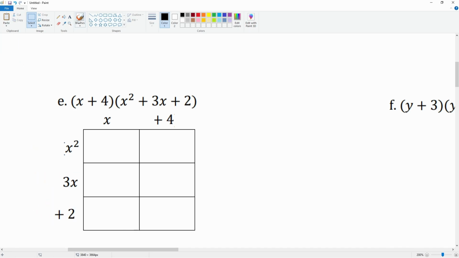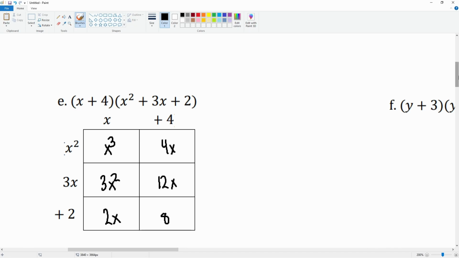All right, let's do the multiplication here. X squared times x is x cubed. X squared times 4 is 4x. 3x times x is 3x squared. 3x times 4 is 12x. x times 2 is 2x. 2 times 4 is 8.